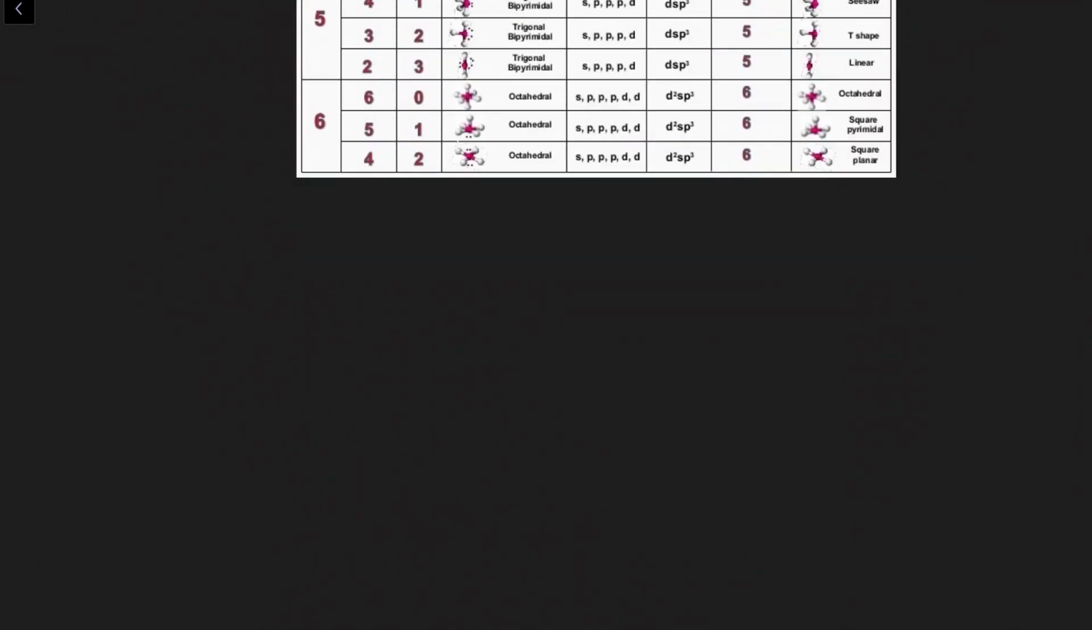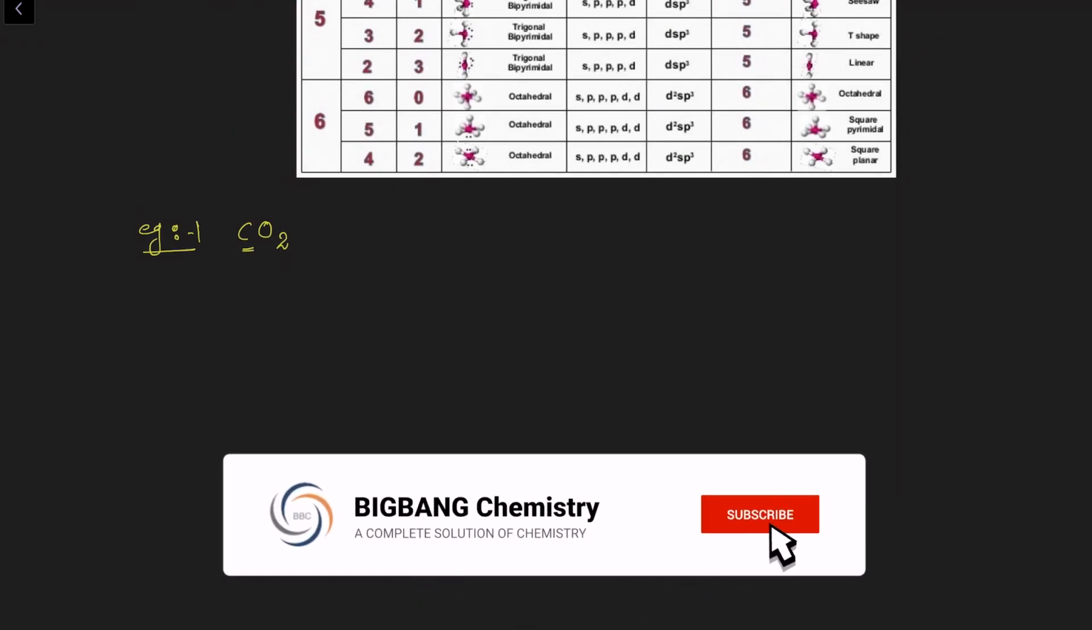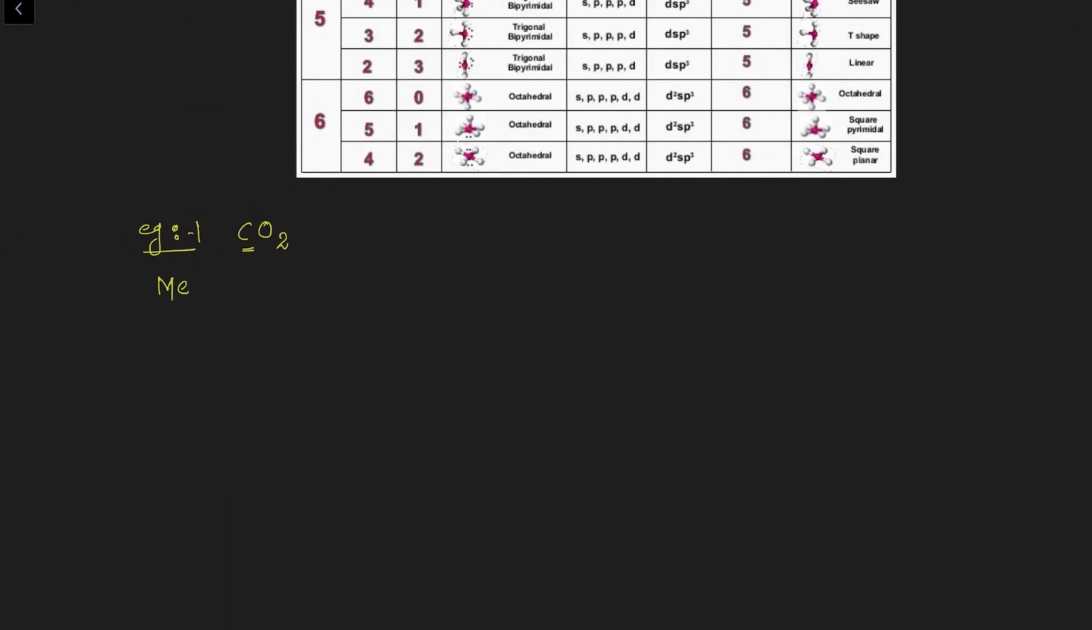Let's start the examples. Example number 1: the hybridization of the carbon dioxide molecule. Let's start from the easy examples. If you want to determine the hybridization with the help of method number 1, first draw the raw Lewis dot structure of this carbon dioxide molecule. In this molecule, count the sigma bonds and pi bonds. So the number of sigma bonds is 2.